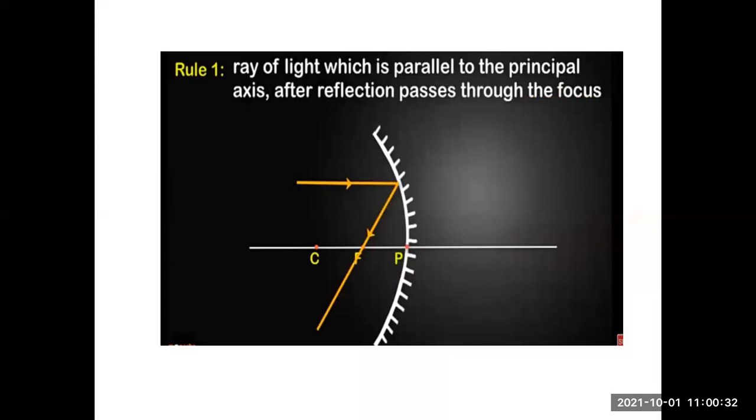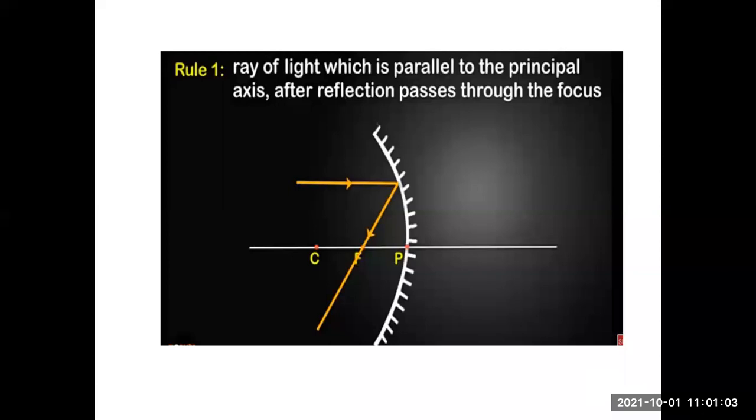Now, this is a very important rule which is required for observing the images formed by a concave mirror. First, what is a concave mirror? The inner side is reflecting. You can see in all the diagrams, all the rays will fall on the inner surface of the concave mirror, on the inner side of the spherical mirror.